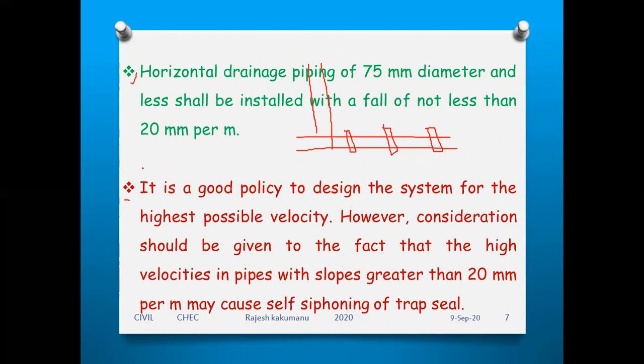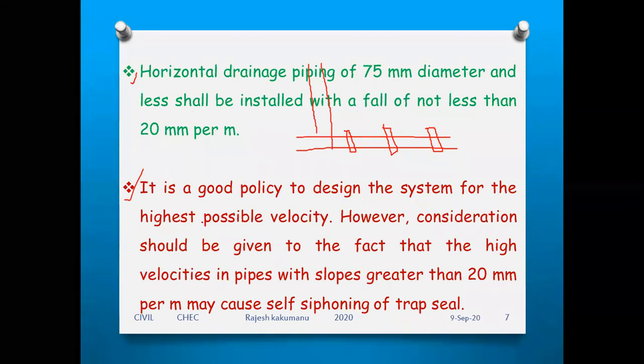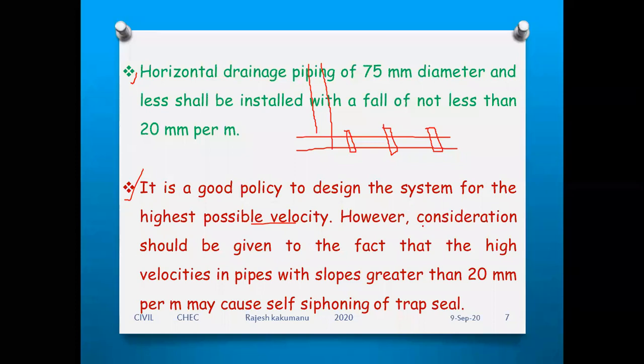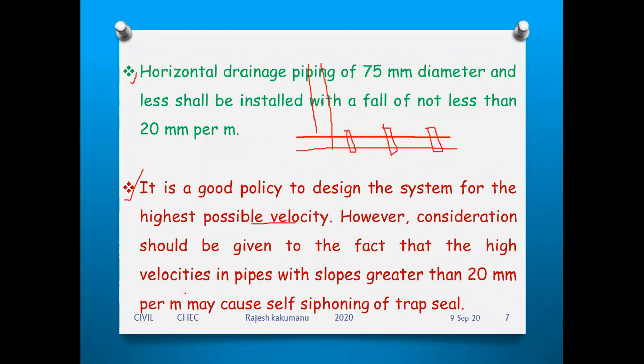Next, it is a good policy to design a system for the highest possible velocity. So whenever you are designing the system, you have to maintain proper velocity flow. However, consideration should be given to the fact that high velocities in pipes with slopes greater than 20 mm per meter may cause self-siphoning of the trap seal. So whenever you are designing a proper building drainage system, you have to maintain high velocity ratios. Then only the water will flow in a proper manner.